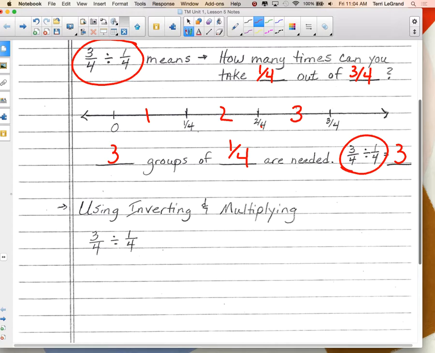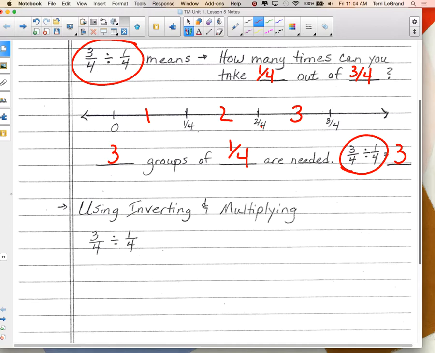I just wanted to explain it since that person said you have to invert that fraction. Okay, but here's the deal. We're not using inverting right now. We're using the number line. So I think that's why they were saying what. That's what I did in my head.